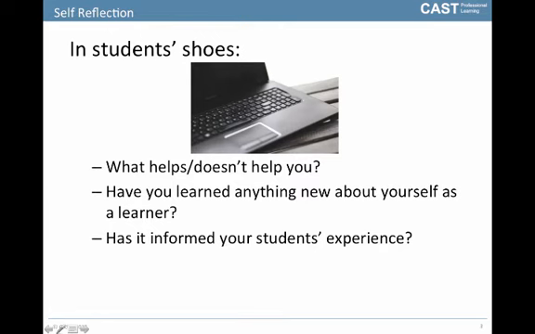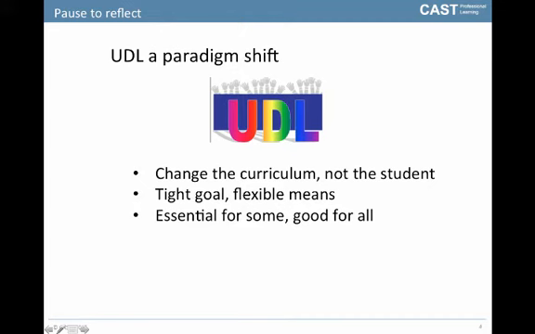We'd also like to take this opportunity for you to reflect on UDL as a paradigm shift. Here are a few summary phrases that may be helpful as summarizing the key concepts of that paradigm shift. Let us know if you have others. Which resonate or do you find most relevant? Change the curriculum, not the student. Tight goals, flexible means. Essential for some, good for all.